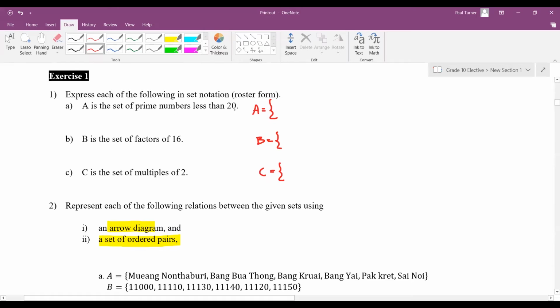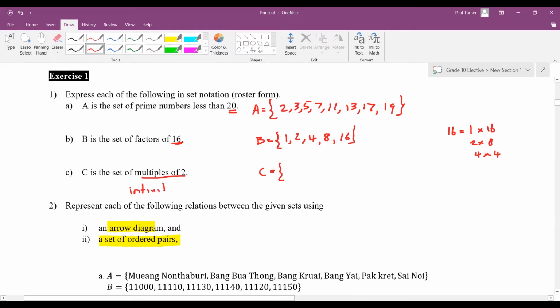Question A, the prime numbers less than 20. Remember, 1 is not prime. So 2, 3, 5, 7, 11, 13, 17, 19. Like that. That's all. B is a set of factors of 16. So 16 is what? 1 times 16, 2 times 8, 4 times 4. So 1, 2, 4, 8, 16. Like that. And the multiples of 2, well, this is an infinite set, isn't it? So that would just be 2, 4, 6 and 3 dots after that. So that's all you need to do for question 1.